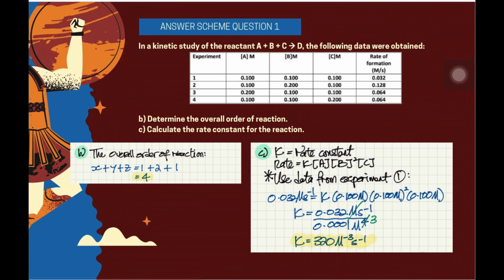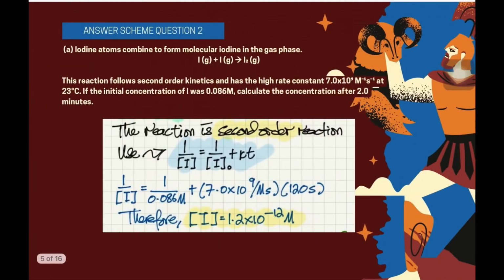Okay, a little tips, kalau dia power of 4, dia akan jadi sini negative 3, negative 1. Kalau dia order dia 3, di sini akan jadi M negative 2, S negative 1. Okay, dan kalau dia adalah overall order dia adalah 2 di sana, ini akan jadi M negative 1, S negative 1, and so on lah. Alright.